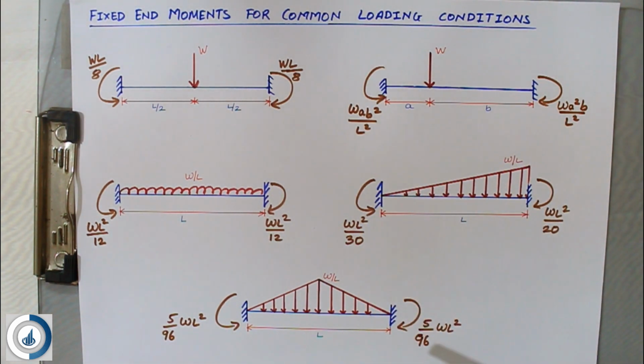And one more common loading condition is a triangular load. Okay, the intensity is maximum at the center, and at both the ends it is 0. So here the moment remains the same. Okay, so it is 5 by 96 WL square at the left hand side and 5 by 96 WL square at the right hand side.